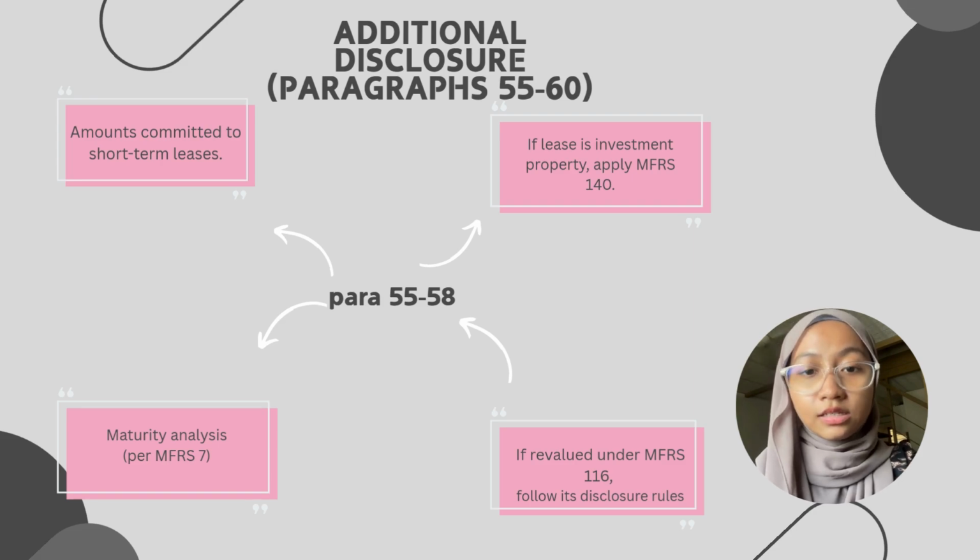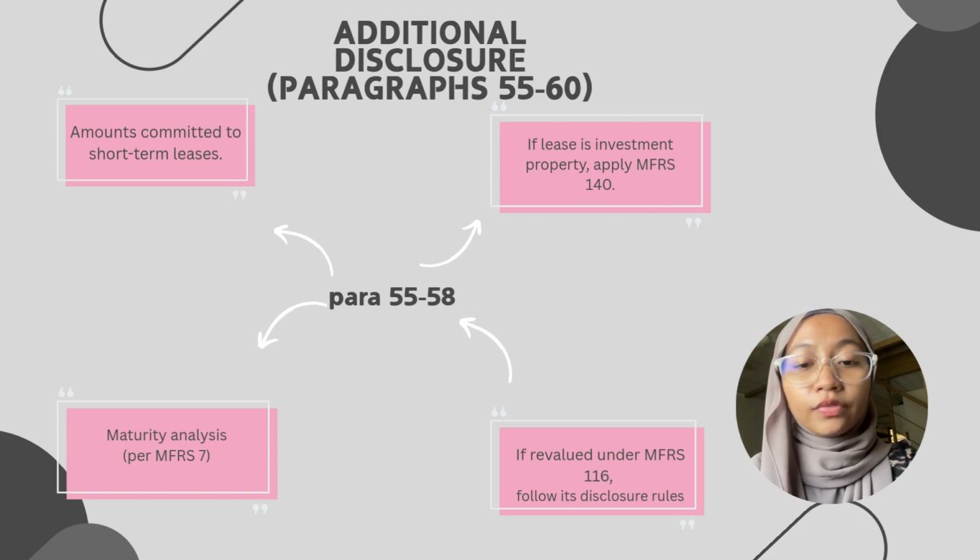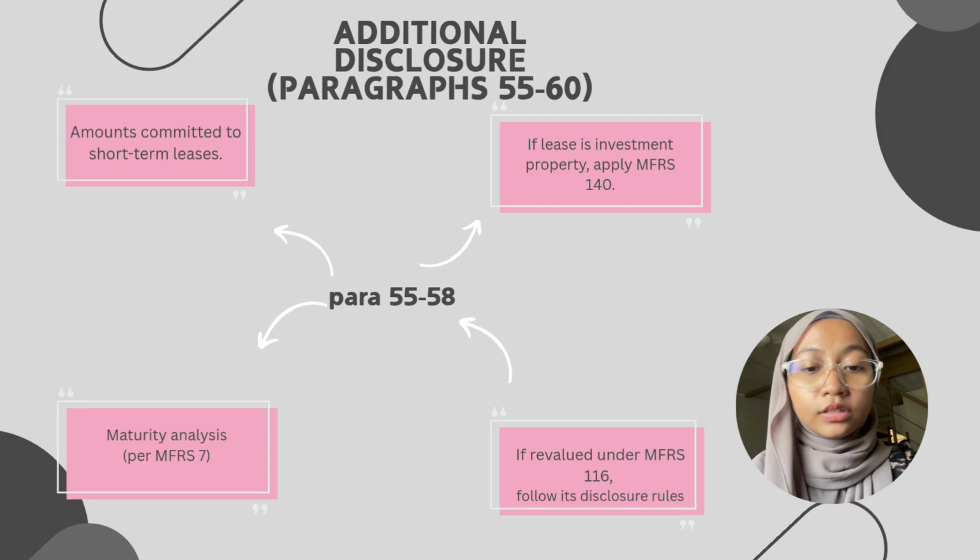Third, maturity analysis. Per MFRS 7, the company must show when they have to pay their lease liability, like next year or after 5 years. This helps users see the company's future payment obligations. Lastly, if revalued under MFRS 116, follow its disclosure rules. If the company updates the value of the leased asset, for example land and building, they must follow special rules to disclose the revaluation of the property.